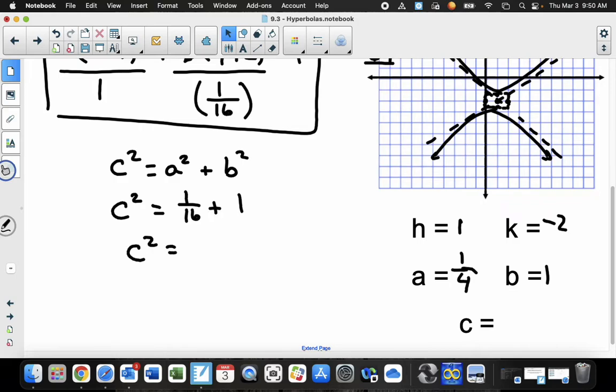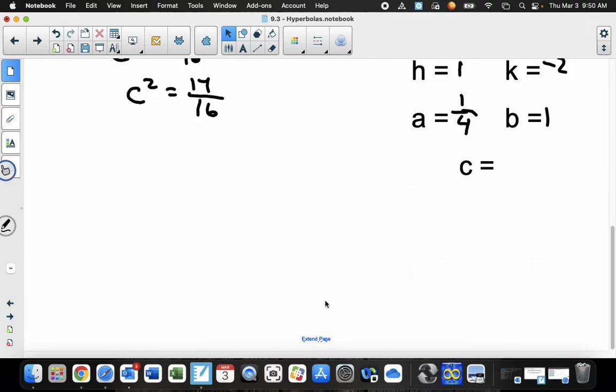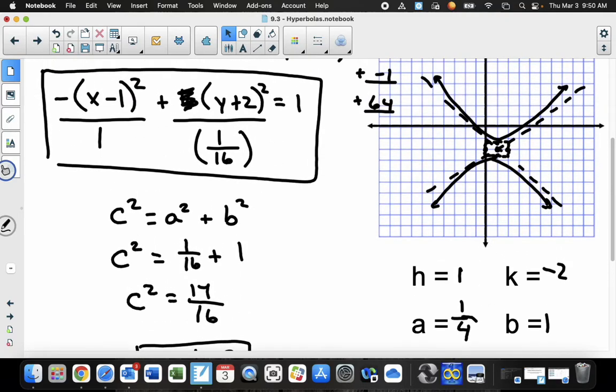If we add those together, what do I get? 17/16. Think of 1 as 16/16. Plus 1 more. So you get a total of 17/16, which then we take the square root of. And what do we get? 1.03. So C is approximately 1.03. There's your value of C right there. That's from the center point to the foci. That's your distance. So we go 1.03. Let's put one about right here. And there's your graph.